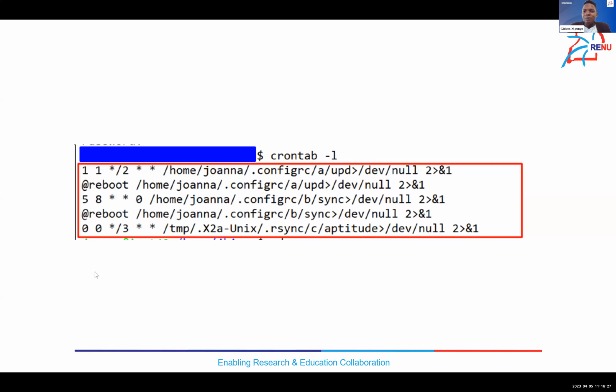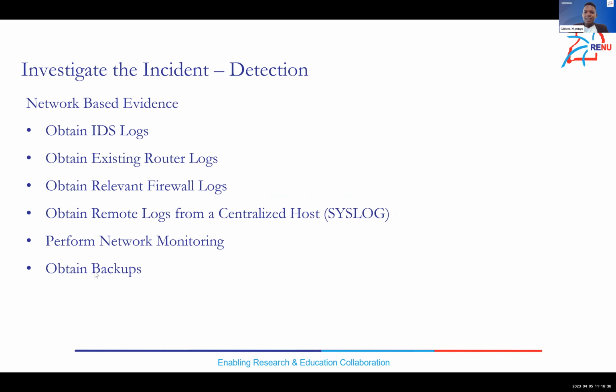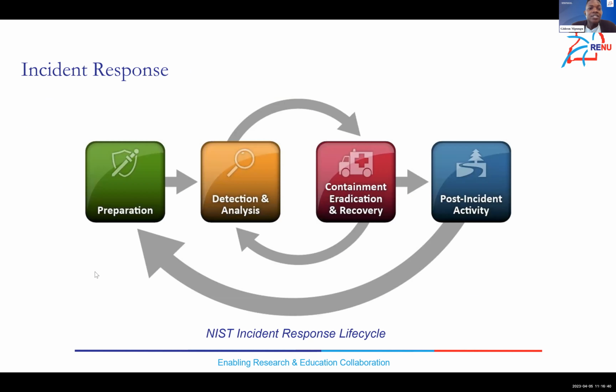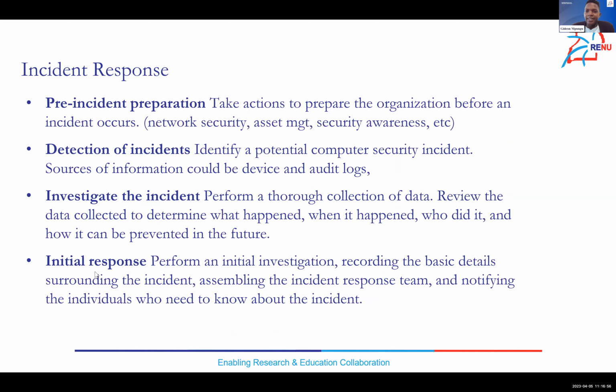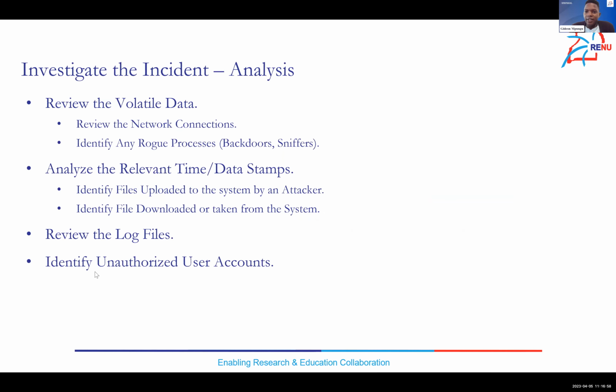So now that we know that there are some cron jobs running and we know what is going on, the next step, from our chart, we've done the preparation, we've done the detection and analysis, because from the analysis we know that somebody has SSH sessions and is running cron jobs on our machine. So the next step is to quickly do what? Containment, eradication, and recovery. Not so? So we go ahead and try to contain.